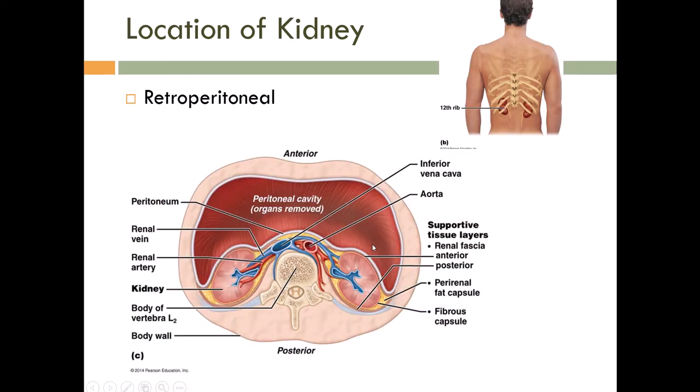In terms of where the kidneys sit, the correct term is retroperitoneal. So they are just posterior to the peritoneal cavity where all of our digestive viscera and urogenital organs are. They are held in place by a couple of different supportive tissue layers. There's the renal fascia, which is connective tissue that helps hold the kidneys in place, and then a fat capsule.